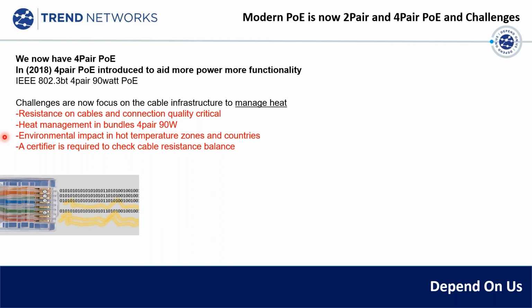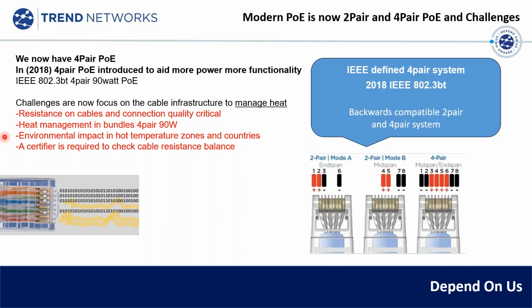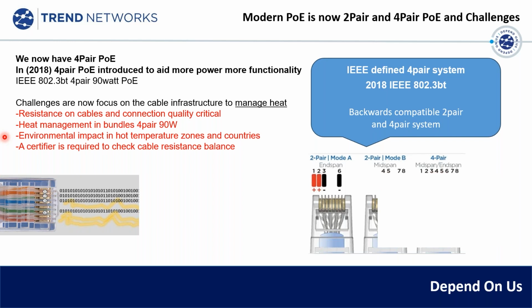There's resistance in the cables and connectors, where installation and termination is now quality critical. There's also heat management in bundles, which many of us are aware of, and also the environmental impact. Some people are working in hotter countries, and that will affect our cables. A cable certifier is required to test these parameters. And once again, it was the IEEE definition of the standard which helped us develop some of these requirements to meet the deployment of four-pair.